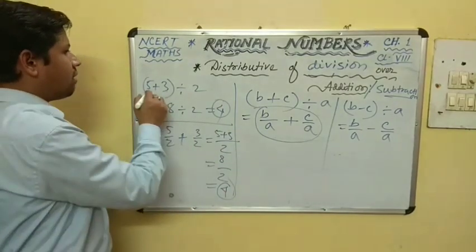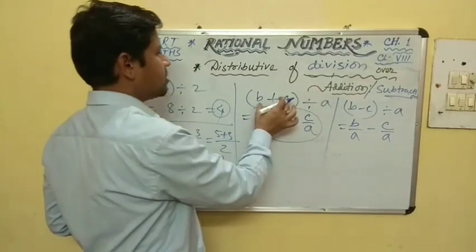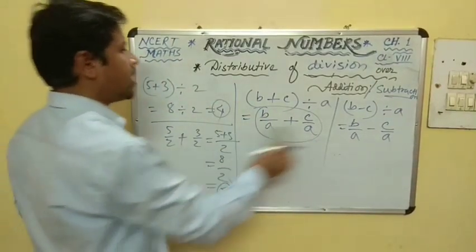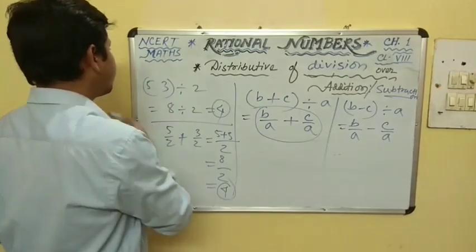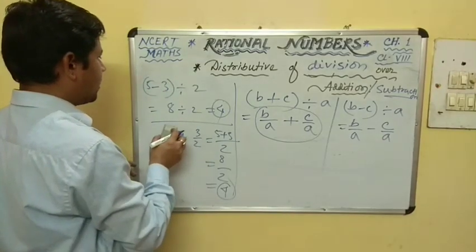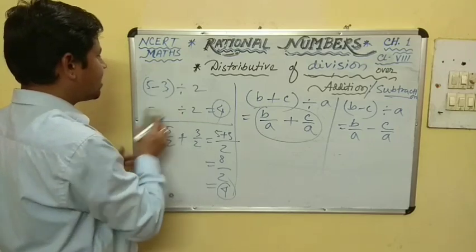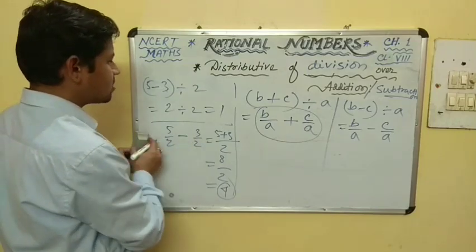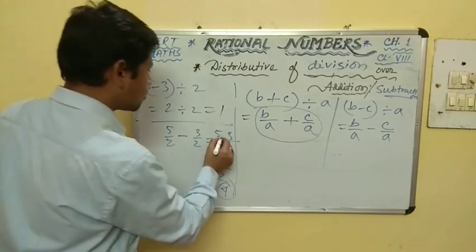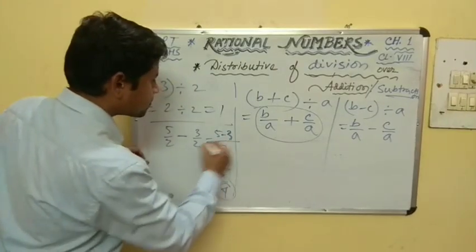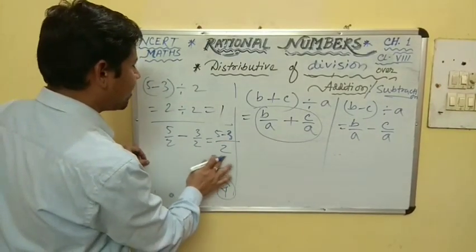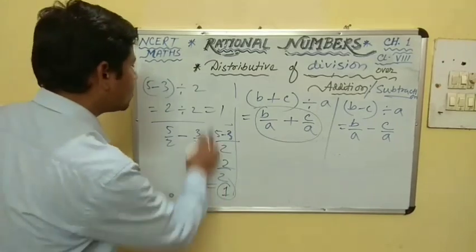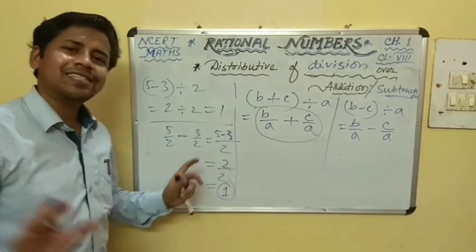That means if we use the distributive property of division over addition, we can find this. If we take the negative sign also, for subtraction, minus will be there, and the result: 5 minus 3 is 2, 2 divided by 2 will be 1. Here also the minus is there. So 5 minus 3 gives 2, so 2 by 2 here will be 1. That means in both the cases the results are equal.